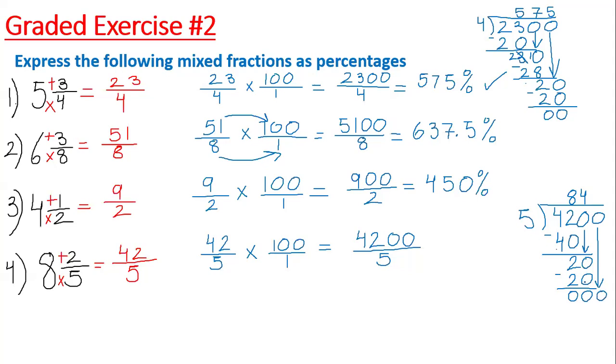How many times does 5 go into 0? 0 times. 5 times 0 is 0. And so we have 0 minus 0, which is 0. And so that's going to be equal to what? 840%. Good. All right, 840%.